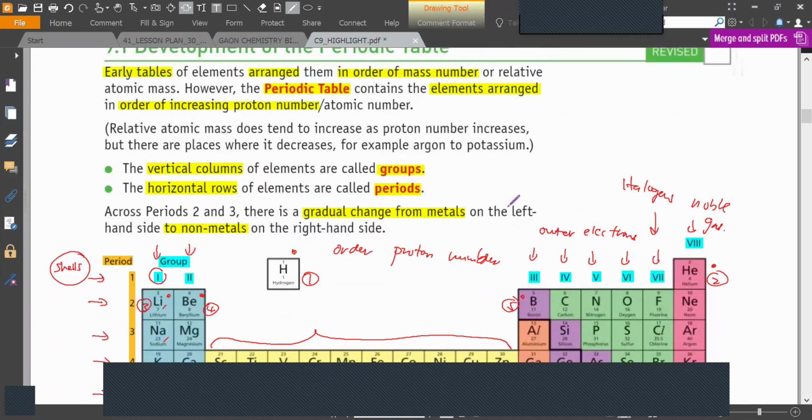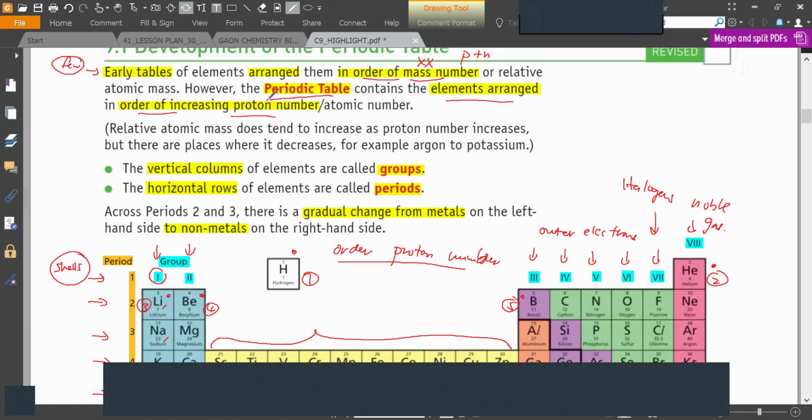So how do we understand the periodic table? In early tables, maybe a few hundred years ago, we still didn't have a good understanding of the elements. They arranged them in the order of mass number. This is wrong. Mass number is protons plus neutrons. The correct way is the order of proton number. So basically, the periodic table has the elements arranged in the order of increasing proton number.